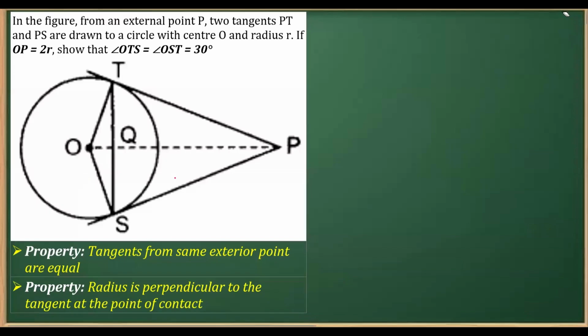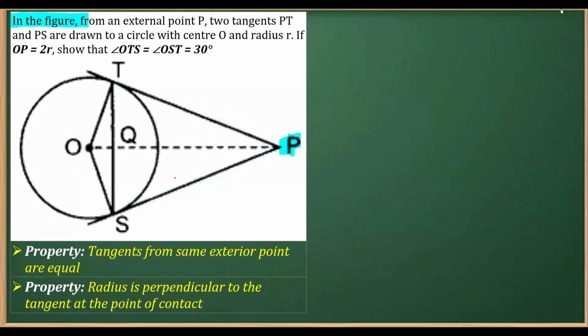We are doing one question from the chapter circle. Now let's see class 10th. In this figure, from an external point P, two tangents, that is TP or PT and PS, are drawn.